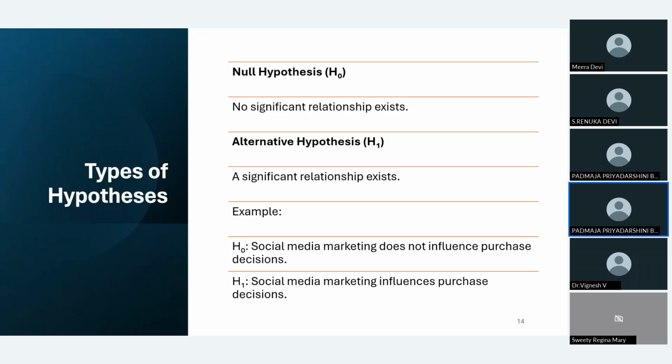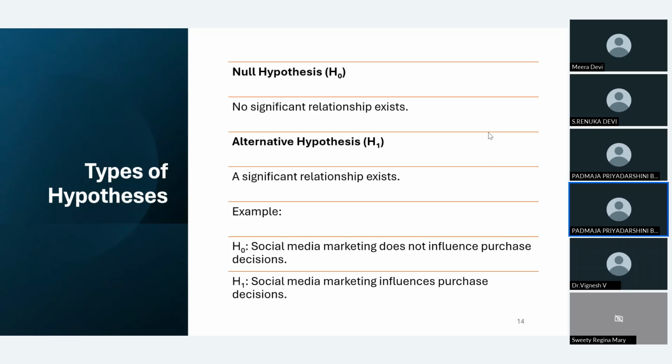Talking about the alternative hypothesis, in some theses I can see people writing both the null hypothesis and the alternate hypothesis. But in mature papers or mature theses, we don't see the alternative hypothesis. We will say a significant relationship exists. That is a regular standard statement, but we will not usually use these alternate hypotheses in our thesis writing. An example: social media marketing does not influence purchase decision, this is the null hypothesis. Alternate hypothesis: social media marketing influences purchase decision.